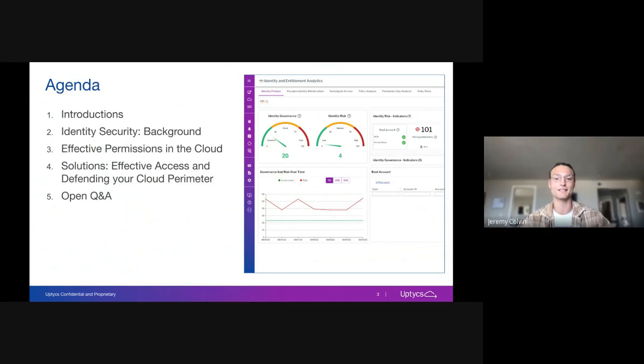And so that finally builds into the fourth point here: how to actually implement effective solutions and really scale effective access for your cloud perimeter. As you can see here, we left time at the end for an open Q&A, but of course, use the Q&A box down below. Please ask questions along the way, and we'll keep an eye out.